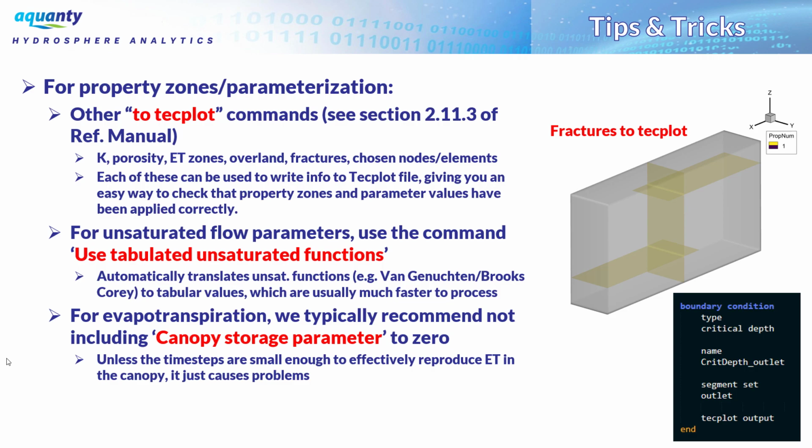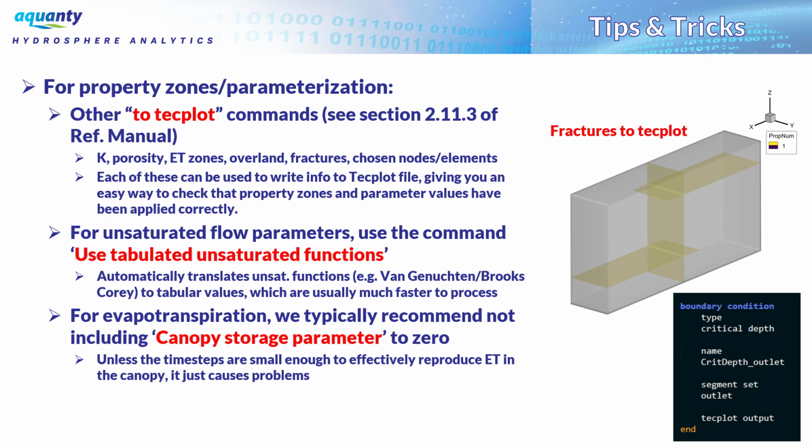I mentioned earlier about the unsaturated flow functions versus tables. You can fully parameterize the Van Genuchten and Brooks-Corey functions, but if you nestle the use tabulated unsaturated functions command within the material definition in your mprops file, it will automatically translate those functions to the tabular values, which are computationally a lot faster.